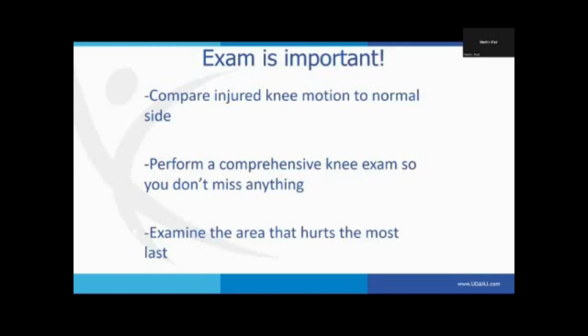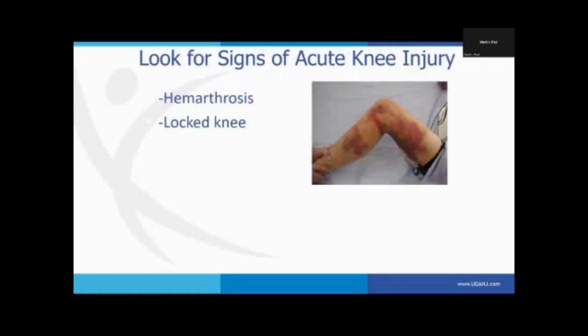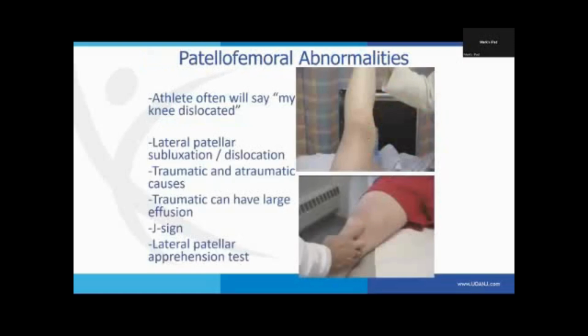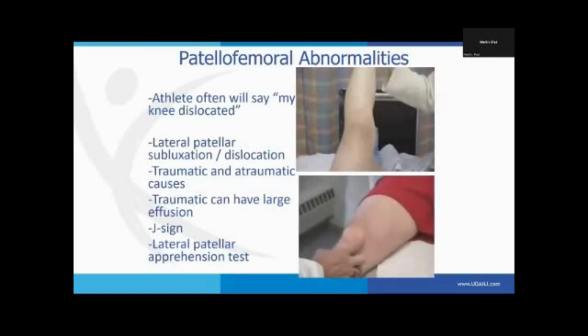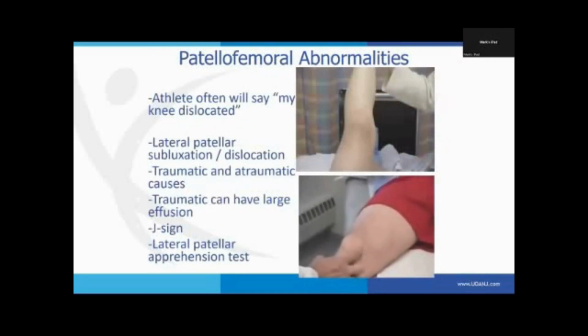We don't want to miss anything, obviously. And then a general rule is that we will examine the area that hurts the most last, to keep the patient a little comfortable and try and do a thorough exam there. Signs of an acute injury, and certainly someone who shows up in your training room a couple days later, a hemarthrosis. If you see this amount of ecchymosis, obviously something significant happened. If they have a locked knee, those are all important factors to recognize.